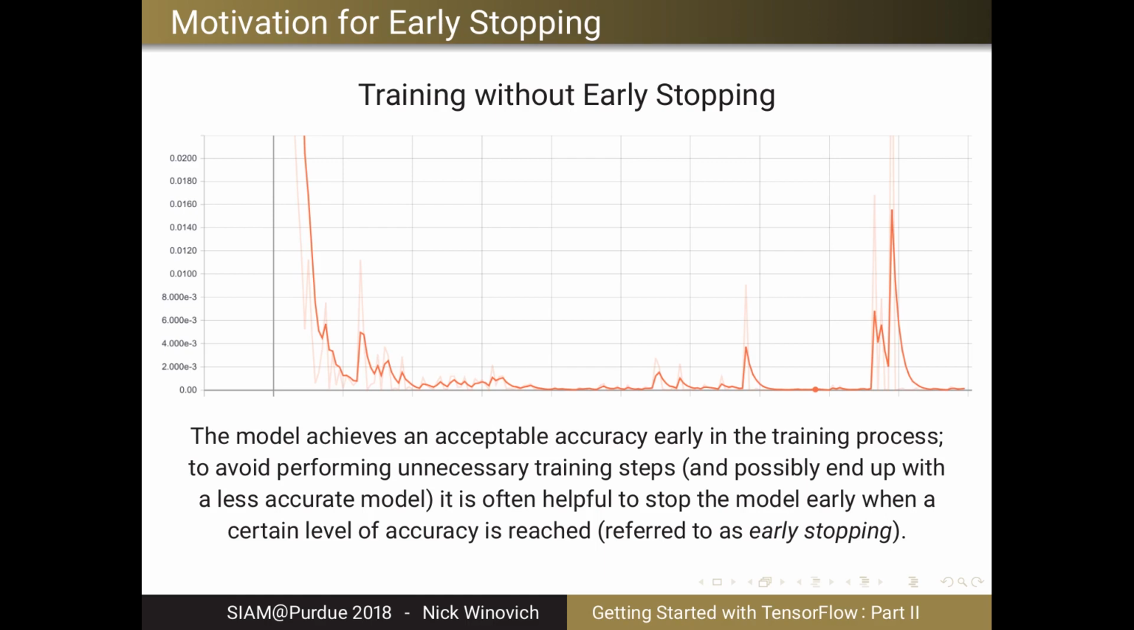So this motivates the idea of early stopping, which basically is the concept that maybe I have a threshold. Maybe if my loss is below 0.001, then I'm OK with that. I don't need it to be more accurate for my particular application. I can stop training whenever that is reached. And one way to do this is with a custom hook.